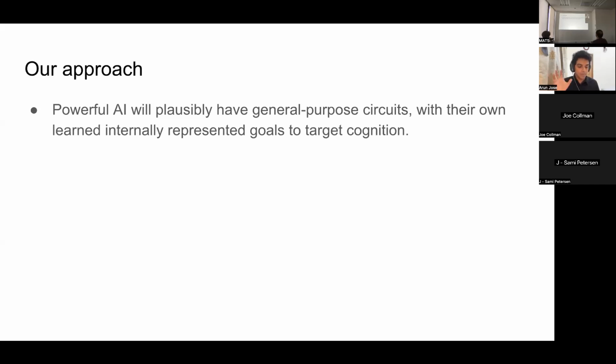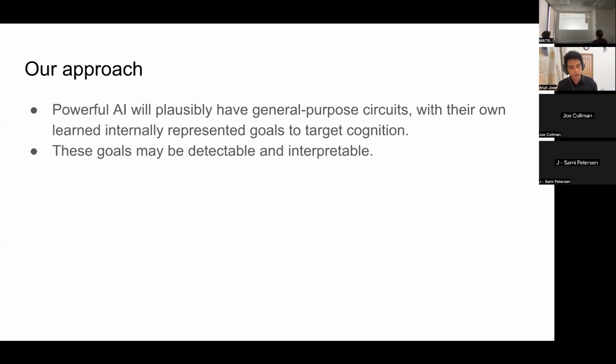Now, there are some subtleties here when we talk about what internally represented goals are, and we'll get to that in a second. But leaving that here for now, the hope is that these internally represented goals, which tell the AI where to target its cognition, may be detectable and interpretable.